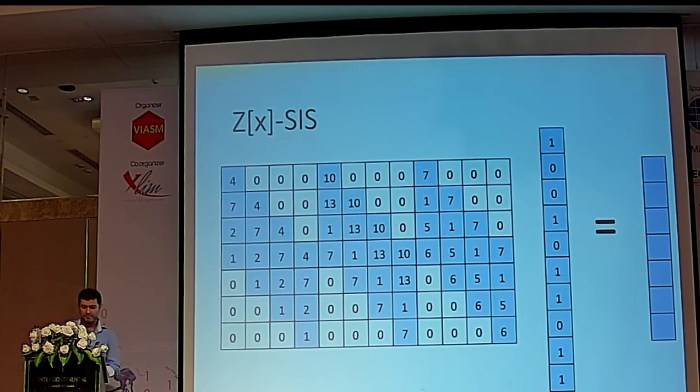So now the question is, what can you do with this ZX-SIS thing? If you can solve the SIS problem, you can find a small solution so this is equal to 0. The previous sort of reduction shows that, then you can solve Ring-SIS for NEF. Now, can you build something based on this? And actually, yeah, you can.